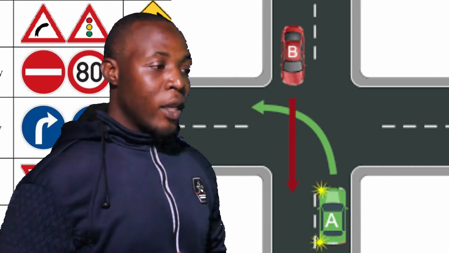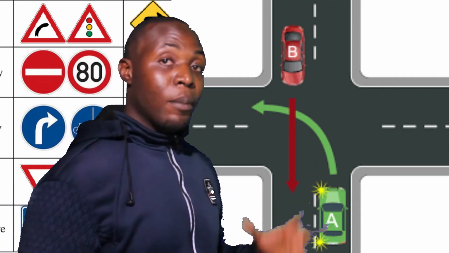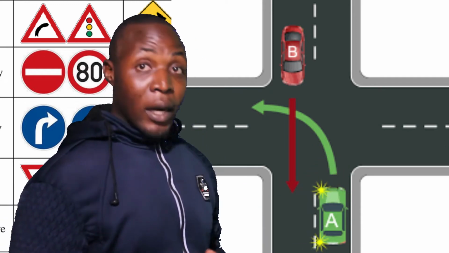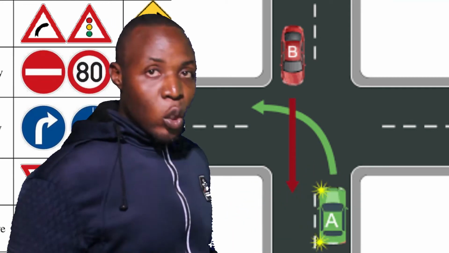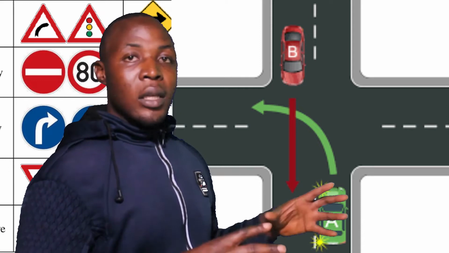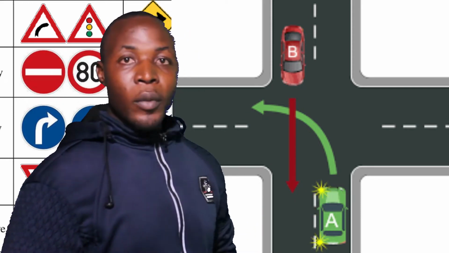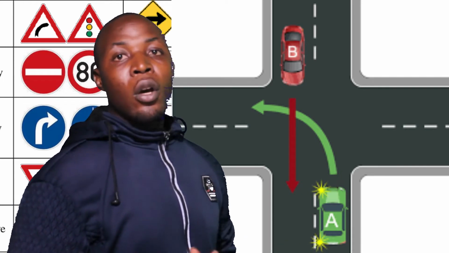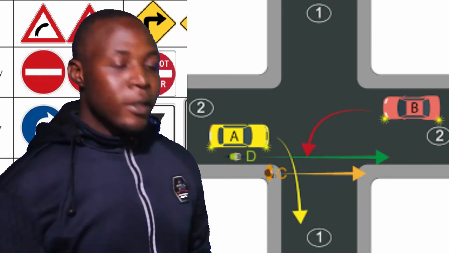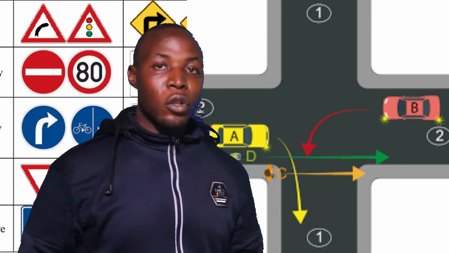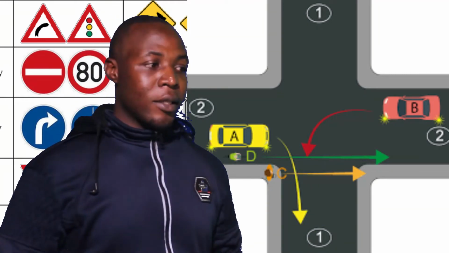So let's enter into another type of junction, looking at another situation at the level of intersection. So let's just continue and look at another set of intersection. Yes guys, this is another situation when you meet an intersection.